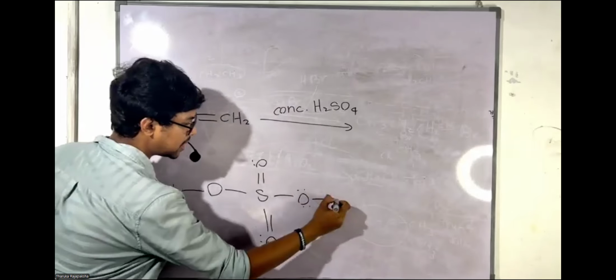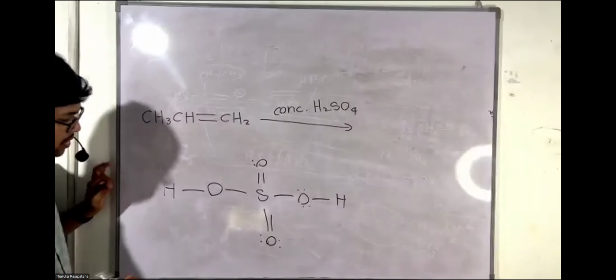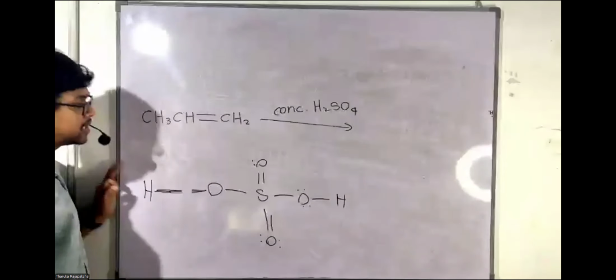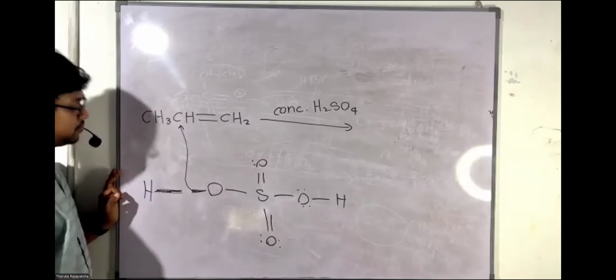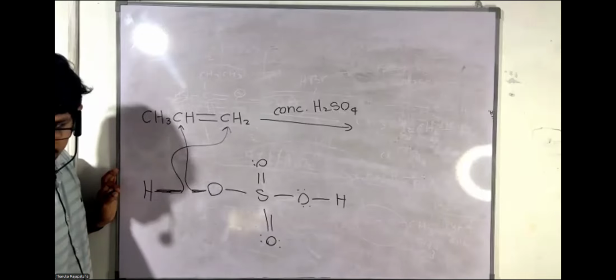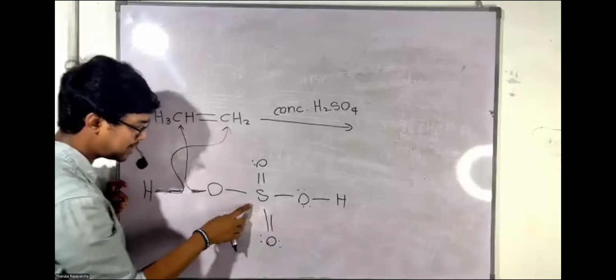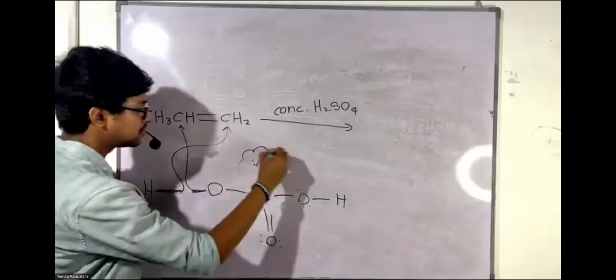This is the H2SO4 molecule, right? So the bond is breaking from here. From here the bond is breaking. And you're attaching this oxygen to this carbon. This hydrogen you attach to this carbon. So now this whole compound, think of this as a flower. Think of this as a flower.